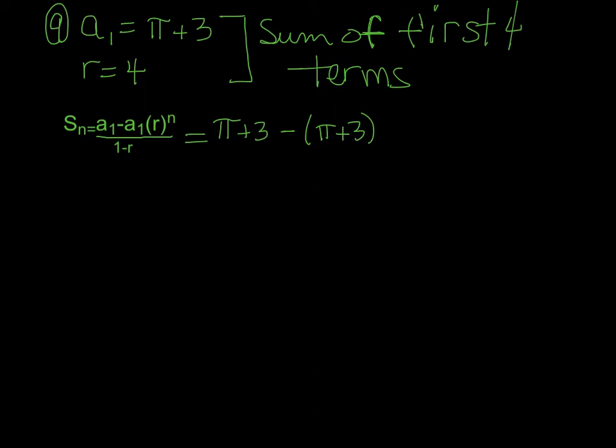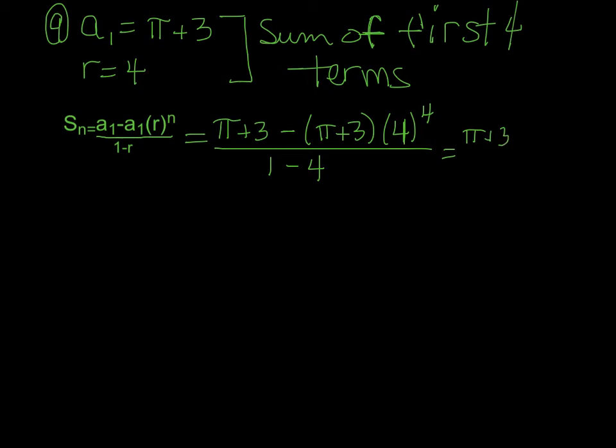Now our r is 4, and we want to raise it to the n power. Now n stands for the number of terms we have, and they are asking for the sum of the first 4 terms, so we're going to raise that 4 to the 4th power. And then all of this is going to be 1 minus 4. Okay. So what I would probably suggest that we do is let's just bring down that pi plus 3.